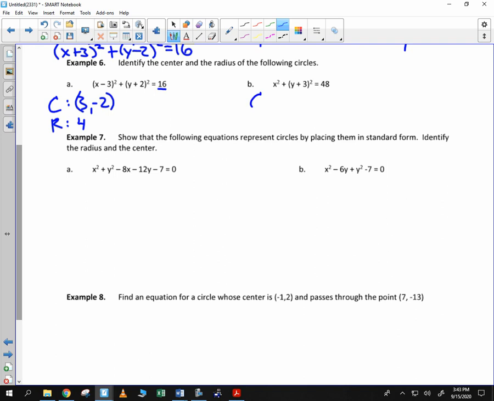For this one, the center is 0 for x and -3 for y. Whoop, I don't write that squared. Sorry. And the radius is the square root of 48. What perfect square divides evenly into 48? 16 does. And I get 4 roots of 3.